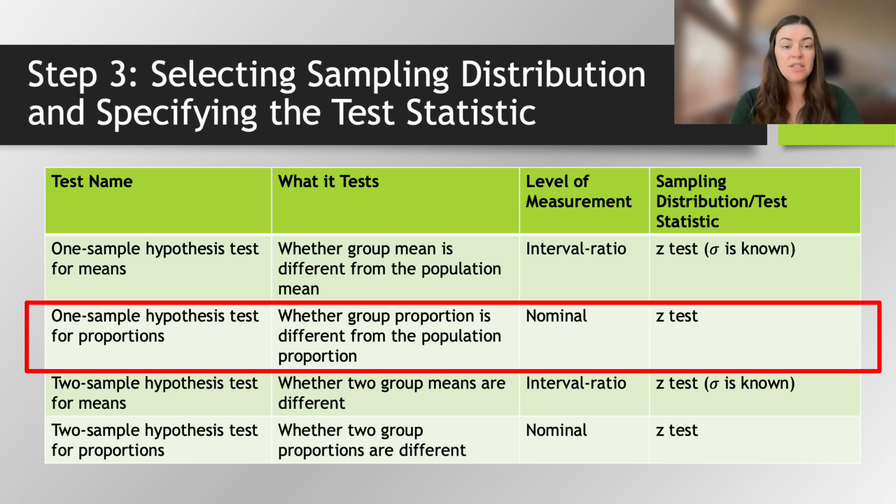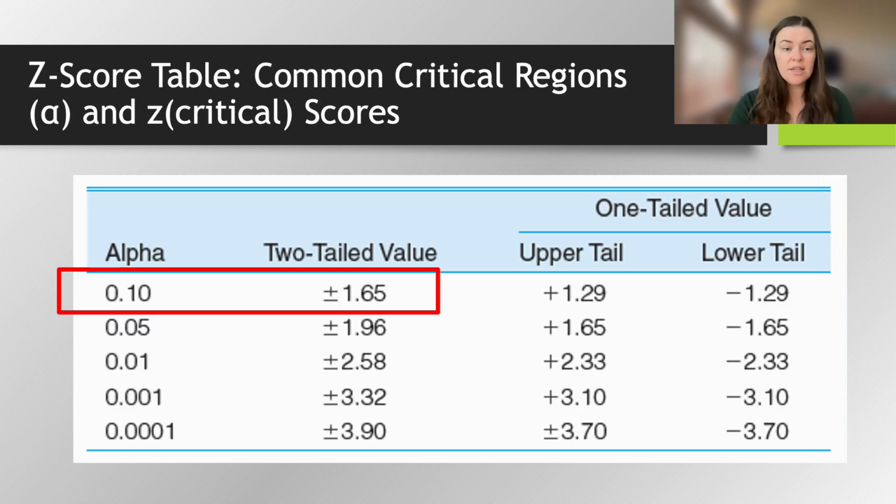Step 3 is to select our sampling distribution and specify our test statistic. And so we know that for a 1 sample hypothesis test for proportions, we will be conducting a z-test, and we've already ensured via our assumptions that we are working with a nominal level variable, so all of this is satisfied. The next component is making sure that we know the associated alpha value and z-score, because we'll need this for our calculations later on. So again, using our little cheat sheet here, I know from the question that we will be working with a 0.1 alpha level.